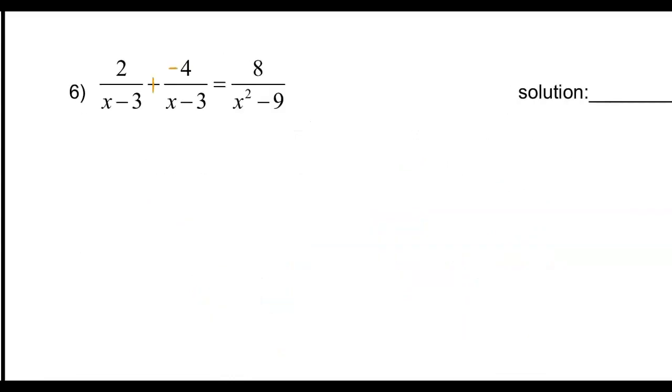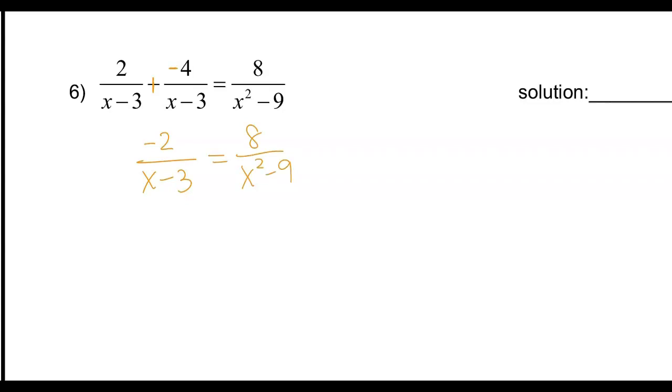Whenever you're doing that, what can you do here, Alex, with both of these? You can add them or subtract them. So we're just going to combine them. So go ahead and combine those. What am I going to write? And that's going to equal 8 over x squared minus 9.